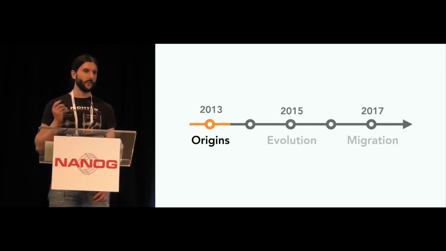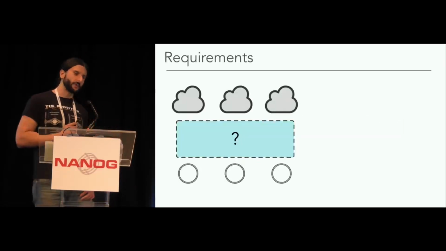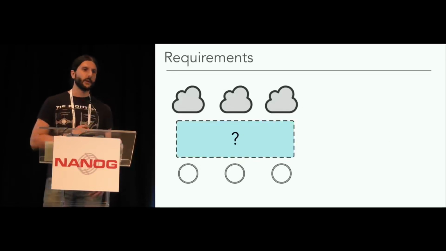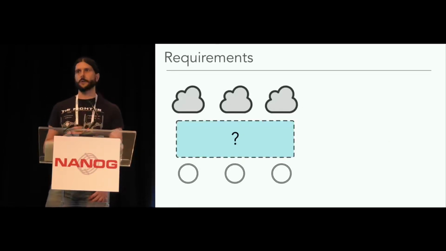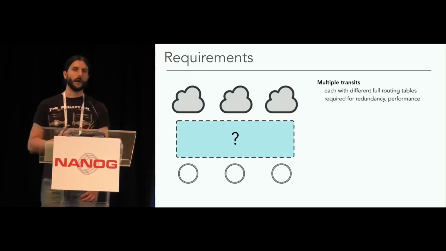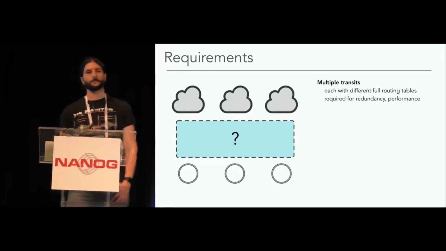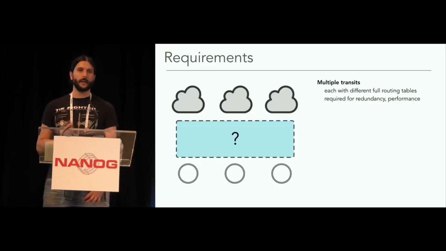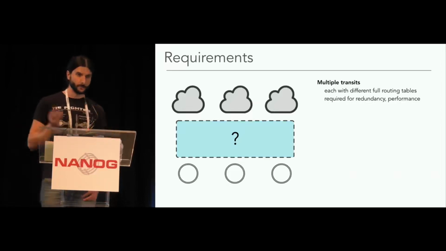Let's go back to 2013. So in 2013, the company was kind of in the early days. So we were setting requirements for the network infrastructure. So the first requirement was that we wanted to have multiple transits on each POP. That was mainly for performance and reliability reasons. Like, you don't want to be just tied to a single transit that has a bad day, and then all of a sudden your entire service is gone.